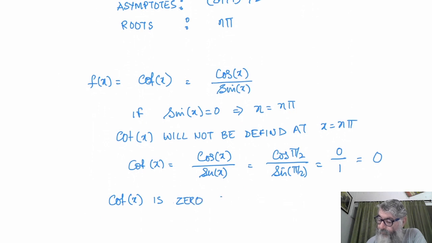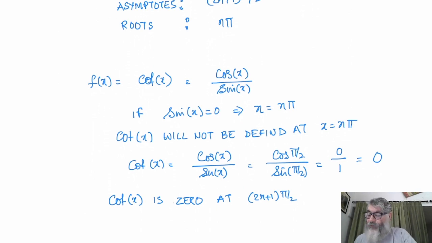At 2n plus 1 pi by 2, it will be 0. Cot x will be 0 at 2n plus 1 pi by 2. It will be passing through those points. So let me draw the graph for this and show it to you.